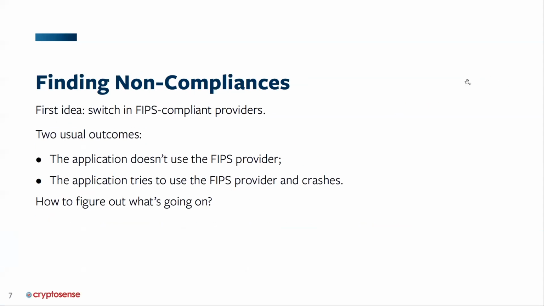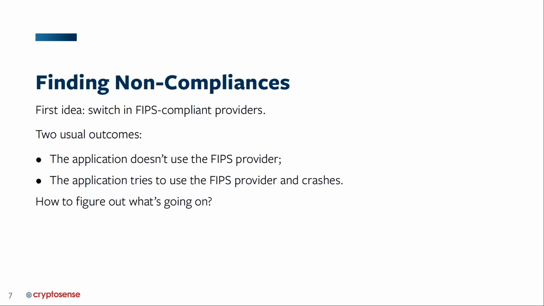So the next thing we want to do is find the non-compliances. Typically the first thing that people do when they want to get a FIPS compliant version of their application is to switch in some FIPS compliant providers. The way cryptography works, whether it's in Microsoft Windows and .NET, or OpenSSL with the FIPS module, or Java, is you've got these providers that actually implement the cryptography. These are the modules or libraries underneath.